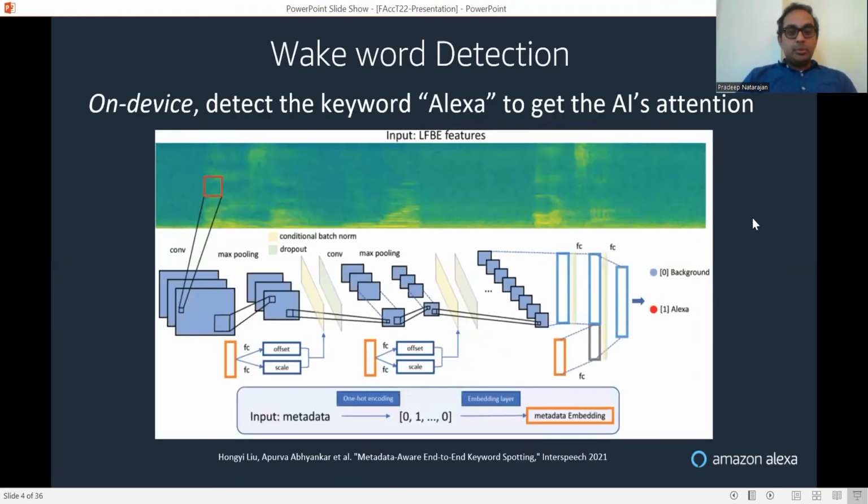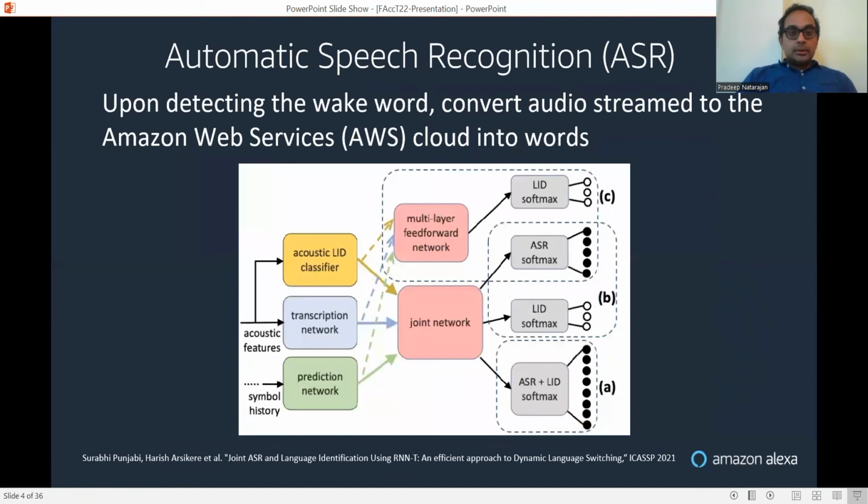So if you look at the wake word detection model, we have a multi-stage convolutional neural network-based model running on device. For those of you who are from a computer vision background, this architecture looks quite familiar. And then for the automatic speech recognition system, we have models that are essentially outputting multiple different outputs. For example, the language identification, the transcription network that produces the text from the audio stream, and so on and so forth.